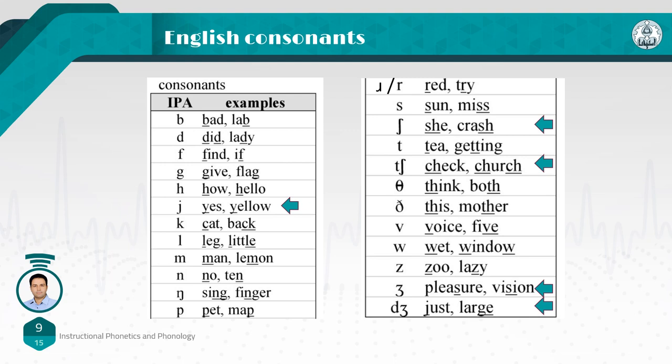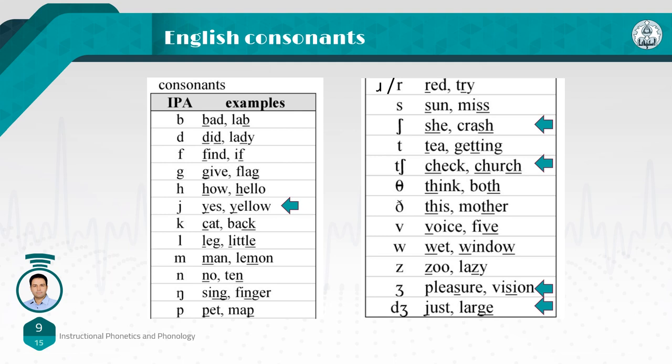In this slide, you can see symbols for transcribing English consonants. On the left side, you can see the symbols. In fact, these are IPA symbols. IPA stands for International Phonetic Association. Maybe there are some alternative symbols that are found in other books, but these are IPA symbols. You need to learn all of these.